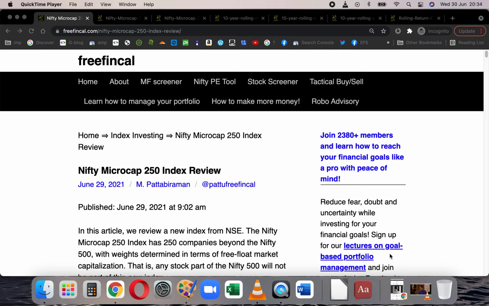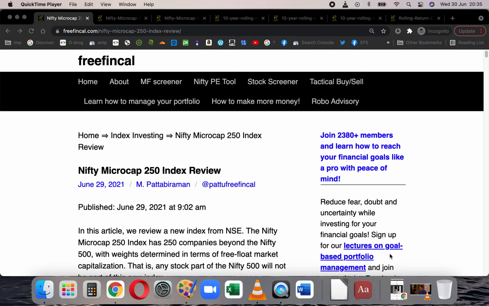Today let's take a look at the Nifty Microcap 250 index. This is a new index from the NSE. There is a small confusion with respect to what exactly this index is in terms of index constituents. The NSE says something like it has 250 stocks beyond the Nifty 500.